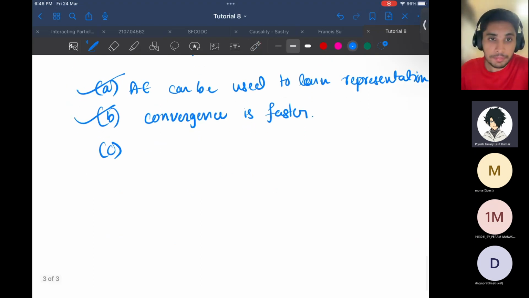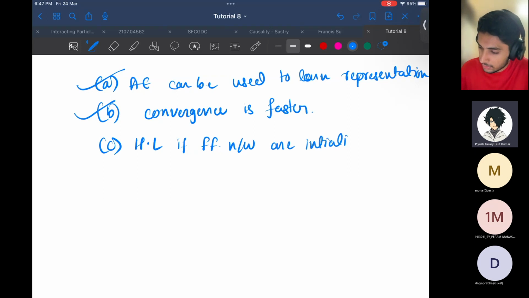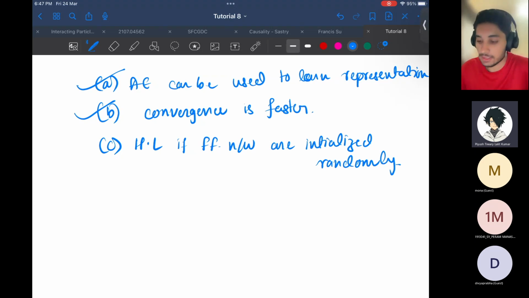What is the C option? Hidden layers used in feed-forward networks are initialized with random weights. Well, this is not correct, right? Hidden layers in a feed-forward network are initialized randomly. Well, this is not correct, as we see, it is initialized using the pre-trained weights. So this is the incorrect statement. We are asked to point out the incorrect statement, so C will be the answer.